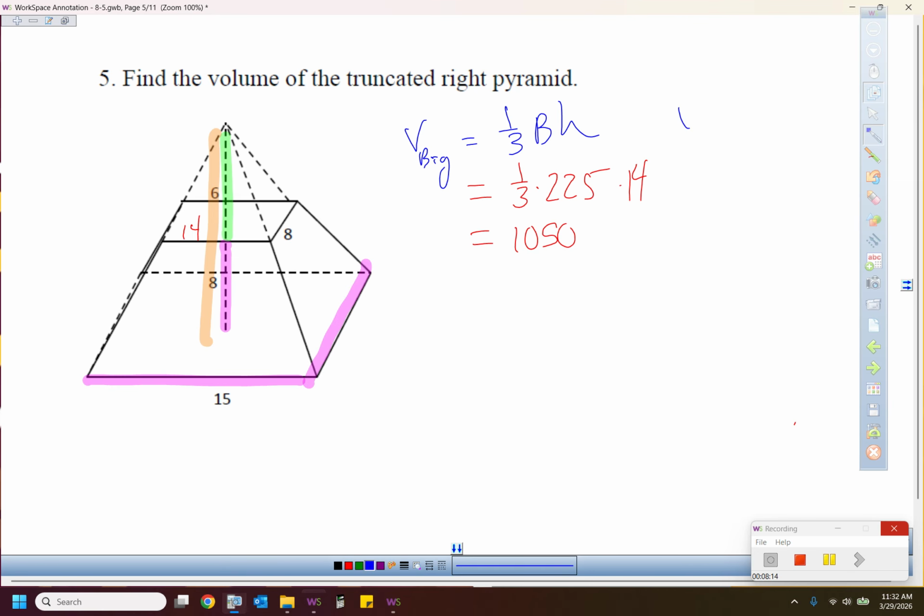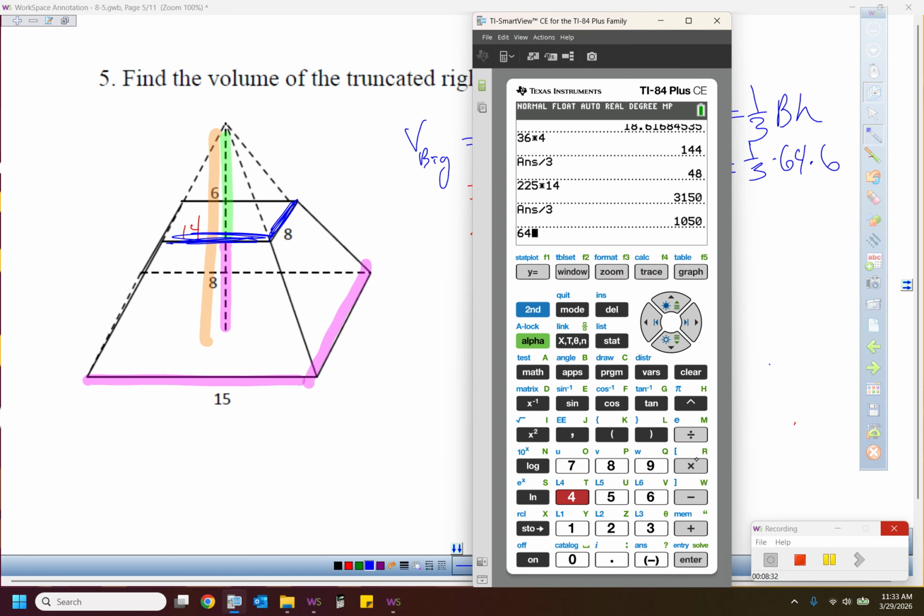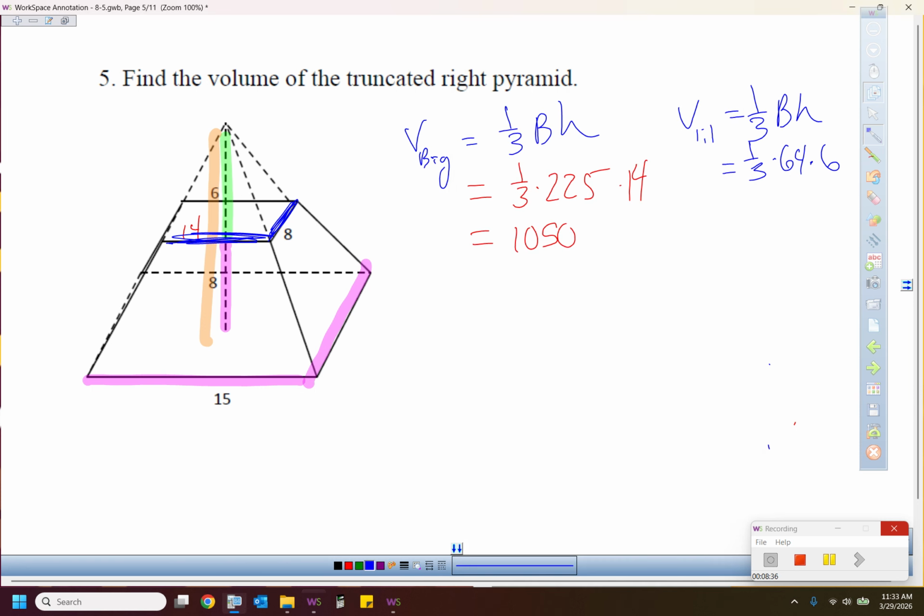Then we'll do the volume of the lil guy. So I abbreviate him as lil, L-I-L. Same formula. The base is a square with side lengths of 8. So 8 times 8 is 64. And the height of that puppy is 6. So 64 times 6. And then divide by 3. And everything's coming out nice until we get to homework. But of course, those are the two pyramids.